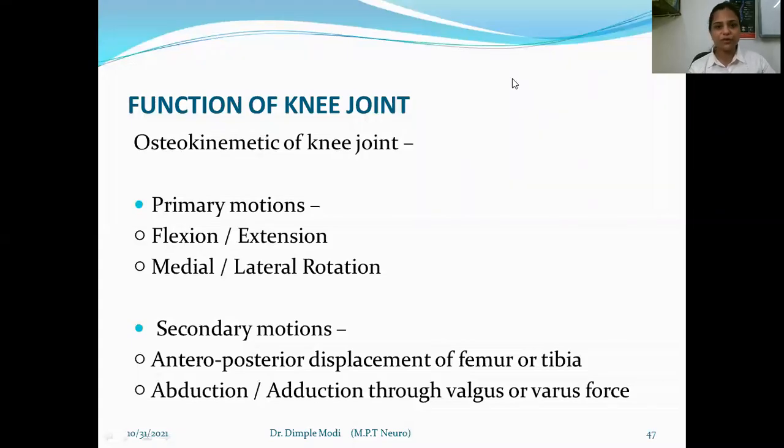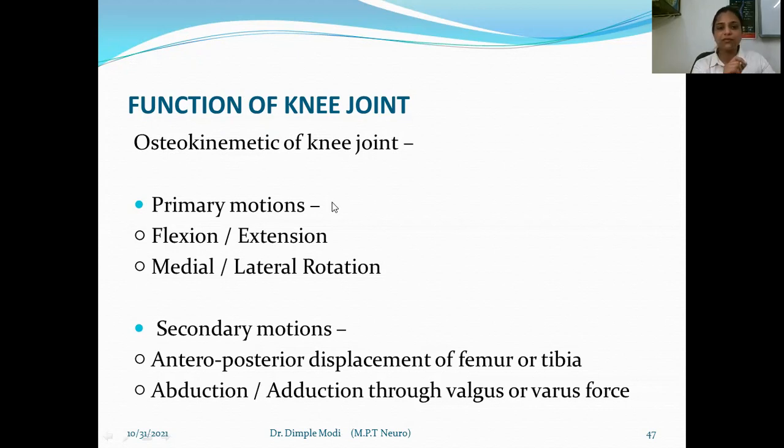Hello everyone, good evening. Yesterday we discussed the knee joint biomechanics: the structure of the tibia, the fibula and the femur, how the articulating surfaces are, the ligamentous attachments, the menisci, and what the importance of the menisci is. All this we discussed, along with the different bursae related to the knee joint and how they help in its functioning. Now today we will discuss the osteokinematics of the knee joint.